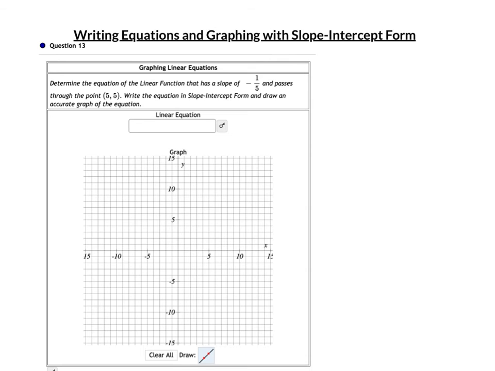This one's a lot like the last one, except they give us a point and the slope. So first of all, we graph the line, 5, 5. There it is. Now the slope is -1 over 5. And move the negative up top.